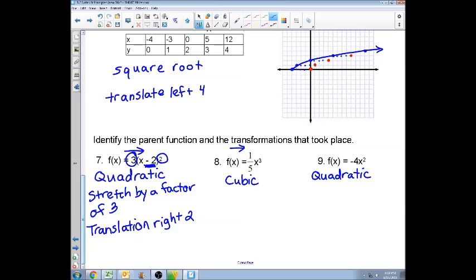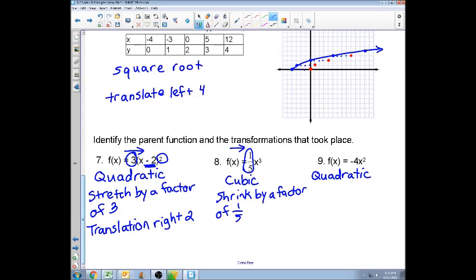The first thing that I would look at is this 1/5. That's multiplying my x. Anytime I multiply my x, I'm either stretching or shrinking. This is less than 1, so I would shrink by a factor of 1/5. Number 8, are we done? Yes, we are, because it doesn't add anything and it doesn't subtract anything. There are no more parentheses, so there is nothing left to transform our parent function.